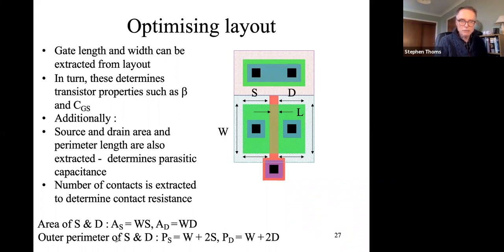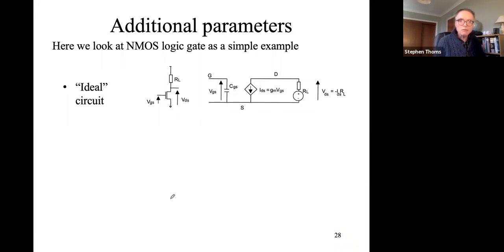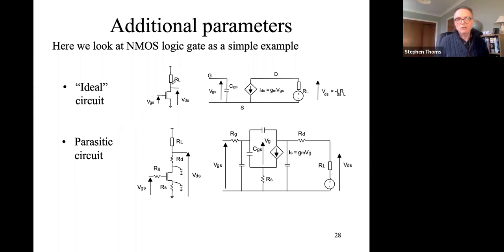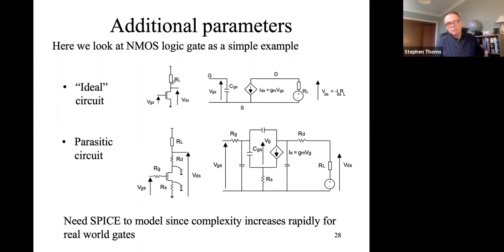So you need to work out what the perimeters are, and you can start building up a model of what the circuit looks like. And so you have your ideal circuit, which we've got the gate voltage, this drain source voltage, and some sort of resistor load here. But then you can start putting in parasitics. And there's all sorts of parasitics which you can put in. And you can then model this using something like SPICE.